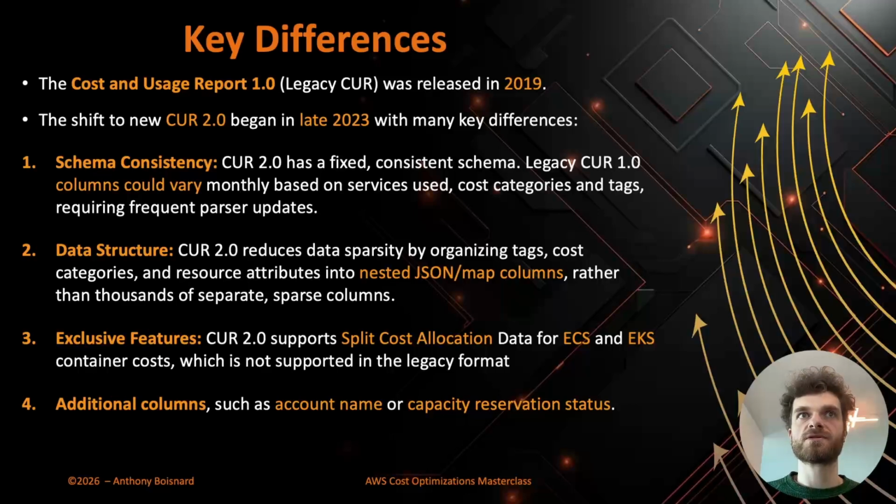Legacy CUR columns could vary monthly based on service used, cost categories, and tags, requiring frequent parser updates. Then data structure. CUR 2.0 reduces data sparsity by organizing tags, cost categories, and resource attributes into nested JSON or mapped columns rather than thousands of separate sparse columns.